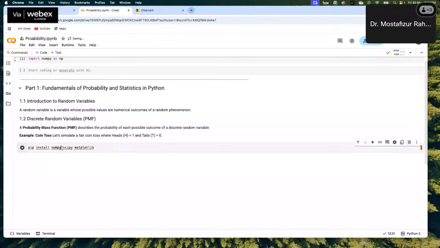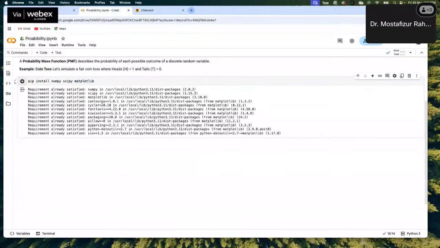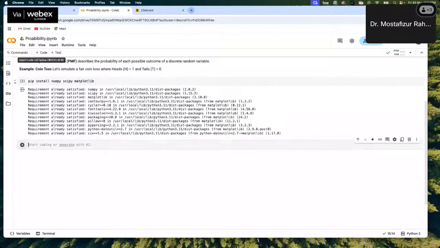NumPy is for numerical computation, SciPy is for scientific computation, and Matplotlib is the Python library for plots, like MATLAB kind of plots, figure generation. So you just need to install this. I think those who are using Google Colab already have these things.